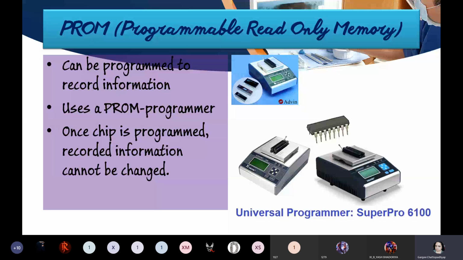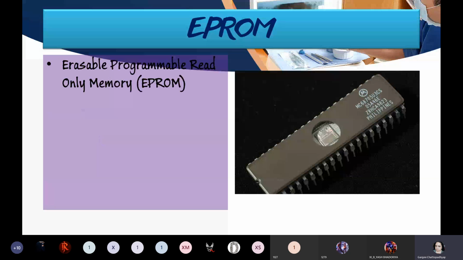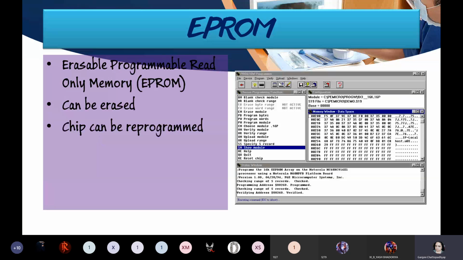Now, for such kinds of PROMs, only the chip would be available in the market, and you should also have a PROM programmer. Using that, you can yourself program it, but once programmed, it cannot be changed. Next is EPROM, erasable programmable read-only memory. It can be erased and reprogrammed.